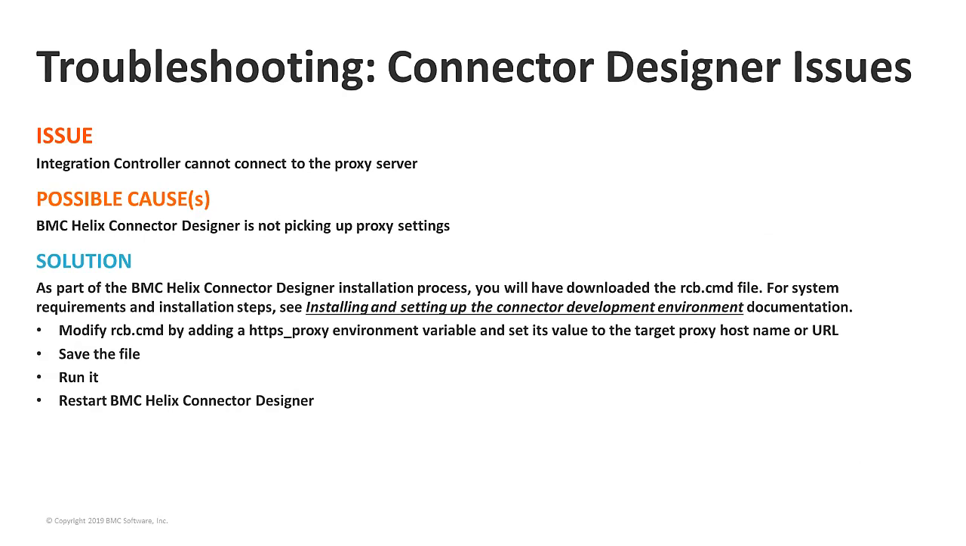Next, if your integration controller cannot connect via a proxy server, the possible cause is that the designer is not picking up the proxy settings. As part of the installation process, you would have downloaded that RCB CMD file or RCB SH file, and in that you can add the proxy environment variables. There are actually 3 environment variables you can set: HTTP proxy, HTTPS proxy, and no proxy, which would list the domains that you would not be proxying. So you can set all those up and make sure they're passed in to the RCB when it's started up. You save the file, run it, and restart the designer.